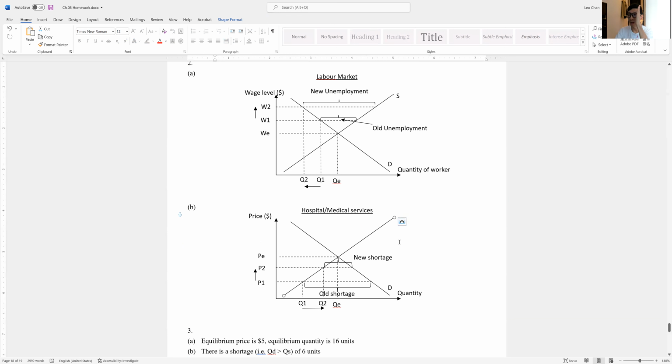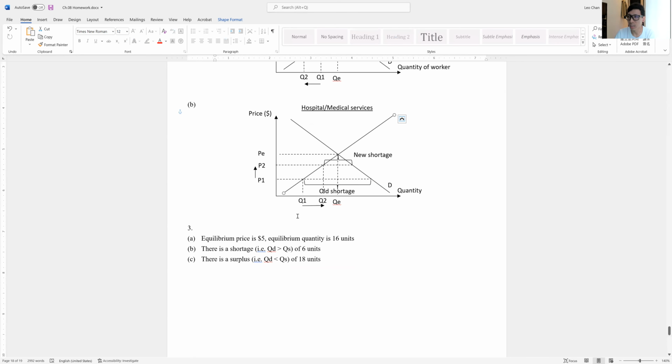So I also accept some of you have drawn a vertical supply line. I also accept. 你醫院係咁多位就咁多位㗎啦，係咪 I also accept. But the most important thing is you need to tell me the shortage becomes smaller. Okay, because of the increase in price, the shortage becomes smaller. Okay, 得唔得 So this is how you do it.